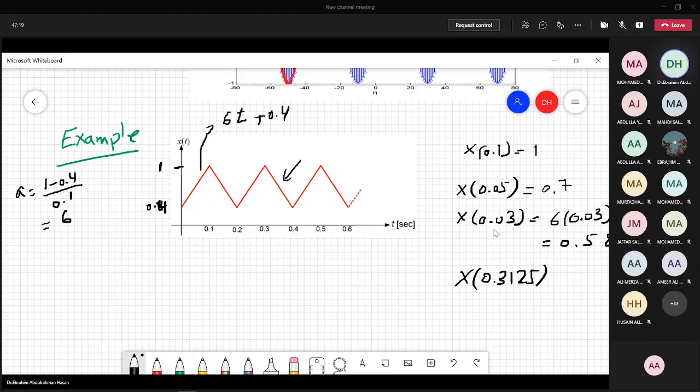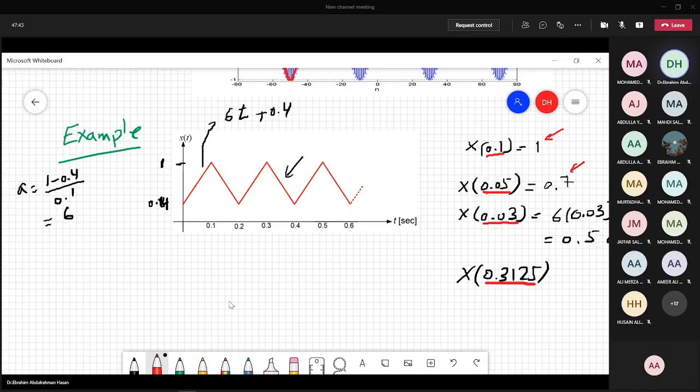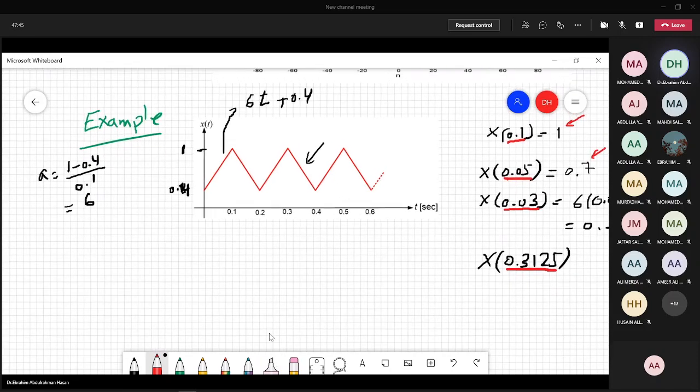So t, all these, we call it instant time. So when I say at 0.1, 0.05, 0.03, 0.3125, these are instants of time. And x at an instant of time, which is equal to 1.7, we call it the instantaneous value. Clear? Clear. Okay.